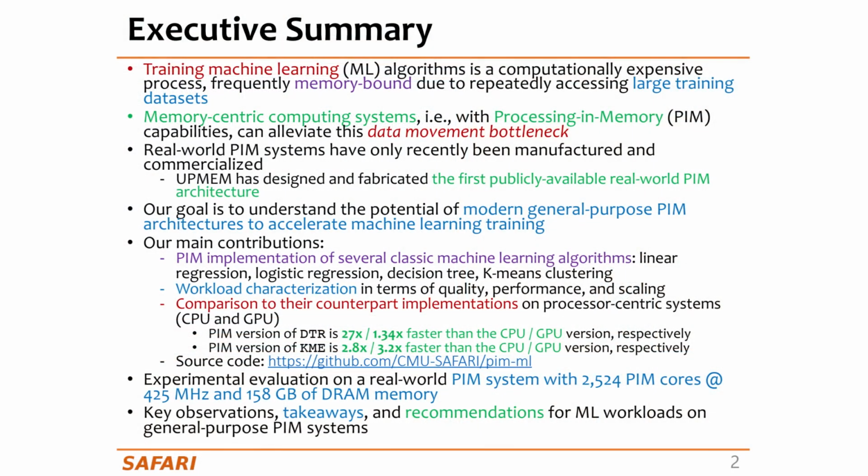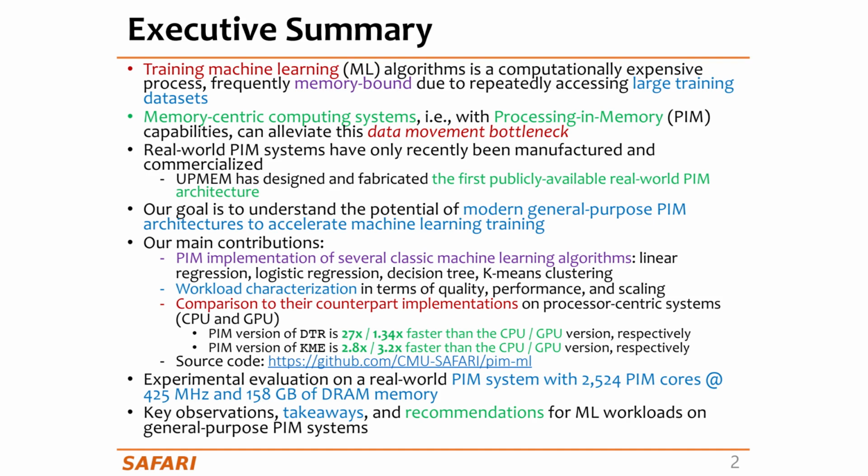First of all, training machine learning algorithms is computationally expensive and frequently memory bound, because it needs to access large amounts of training data repeatedly. So processing in memory can alleviate this data movement bottleneck. And we already know that the UPMEM architecture is the first one to be publicly available and commercialized. Our goal is to understand the potential of this PIM system to accelerate machine learning training.